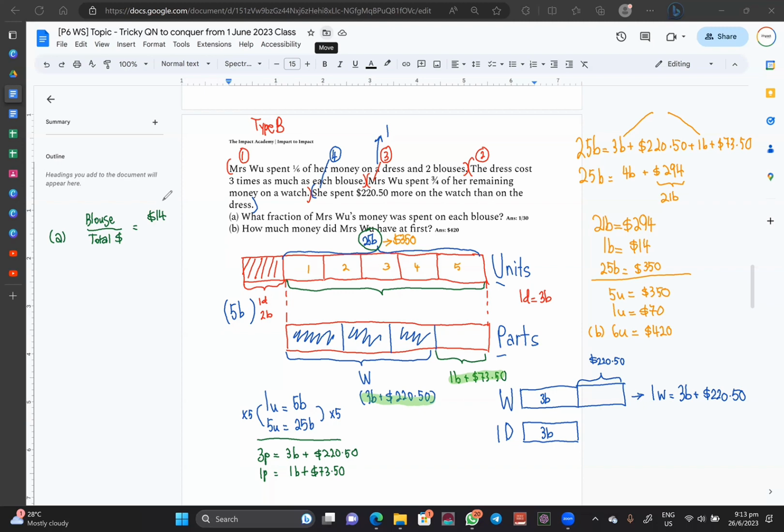Once you are done with blouse, you're going to ask yourself, what is the total? We know that the total, as you can see over here, which is in fact my answer for B, is $420. So when you do $14 divided by $420, you will get a fraction of 1/30. If you're wondering why my dollar signs are not there anymore, it's because you are dividing. When you divide, you cancel away the dollar sign. That is the reason why your answer for A has to be 1/30 and your answer for B is $420, as you can see over here and here.